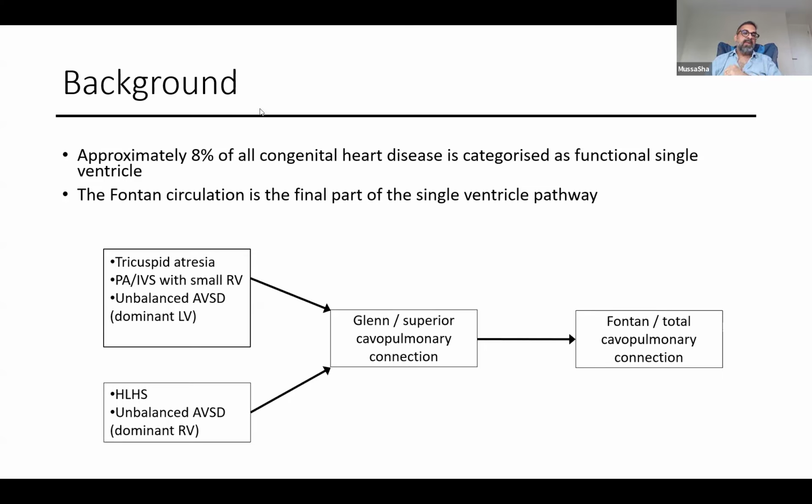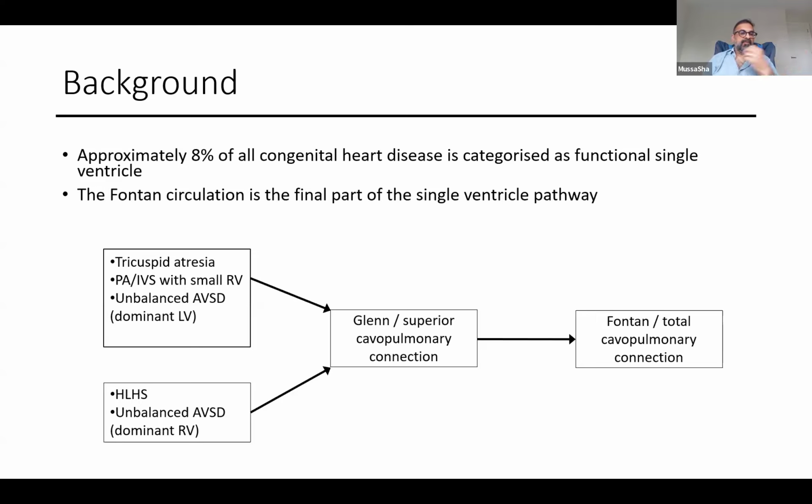So essentially, we have a situation in which the right ventricle is inadequate to support the pulmonary circulation. Or you start off with a situation whereby we have an inadequate left ventricle or related structures, such that the left side of the heart is not adequate to support the systemic circulation, such as hypoplastic left heart syndrome or unbalanced AVSD with a dominant right ventricle. And those two groups will undergo different initial operations.